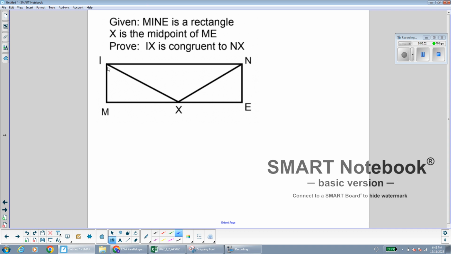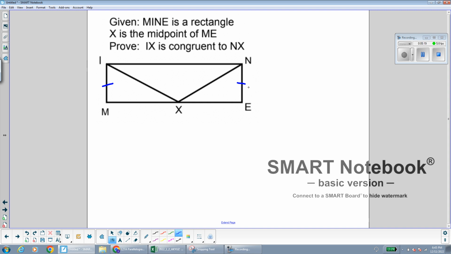There's no diagonals here, though. This doesn't go all the way to the other end. This doesn't go all the way to the other end, so diagonals are not going to apply here, but we still know a lot of stuff. And since it's a rectangle, we do also know that all of the angles are right angles. So I'm going to fill in some of that information.